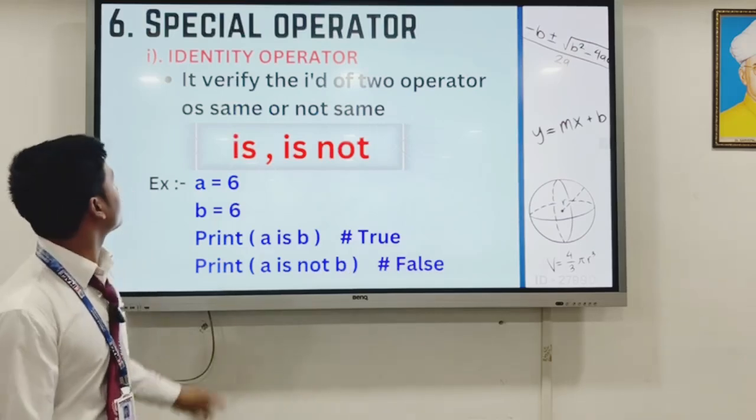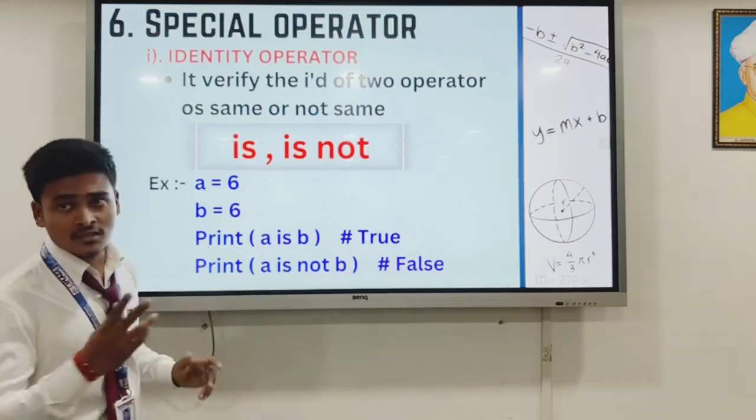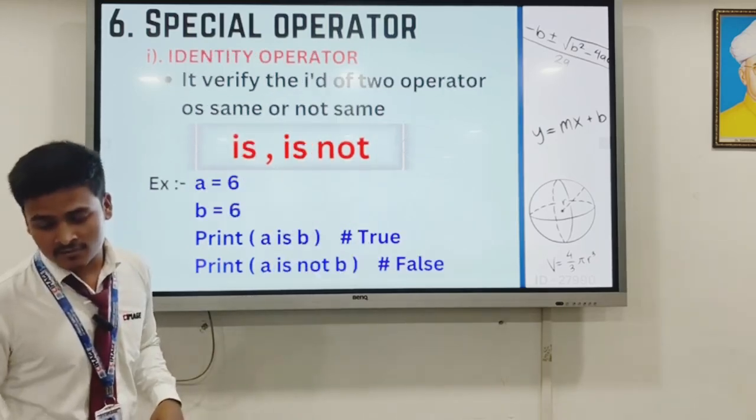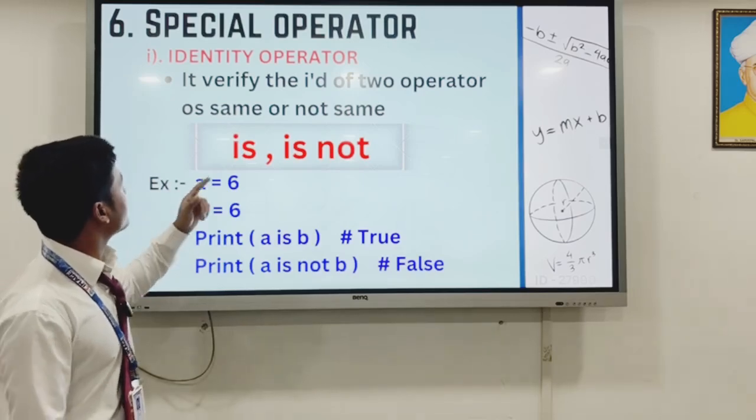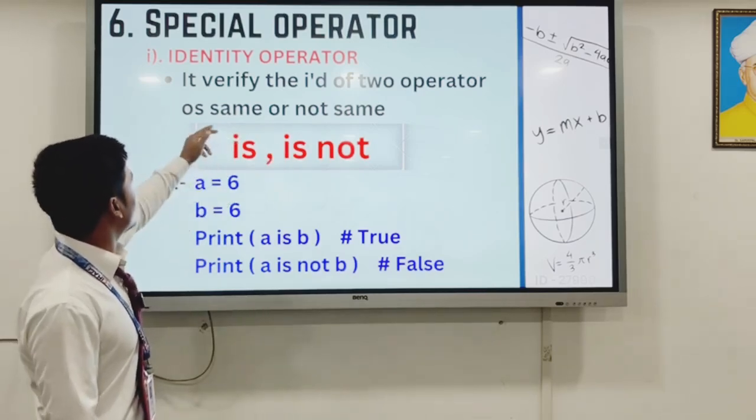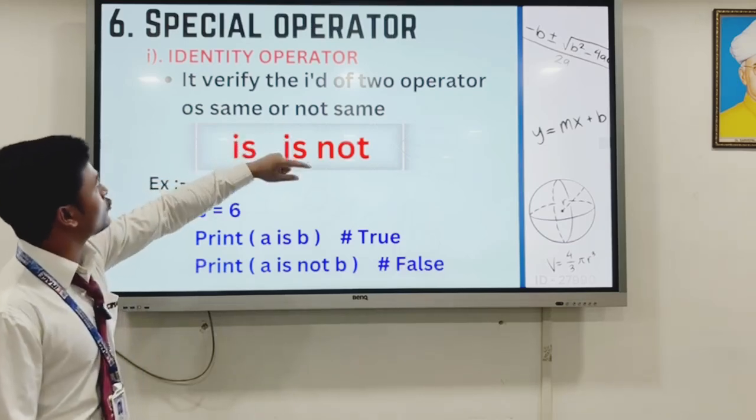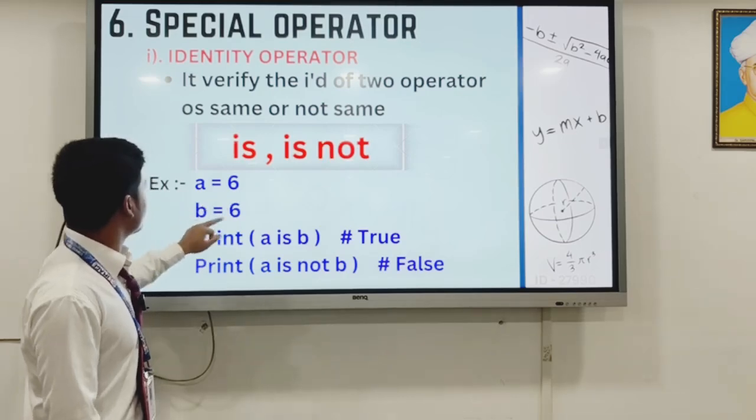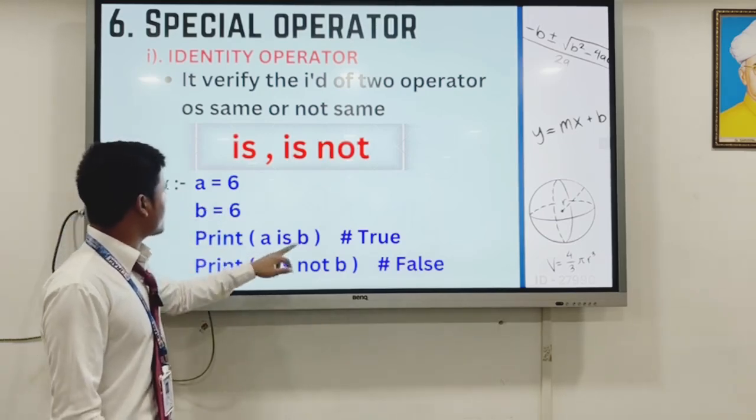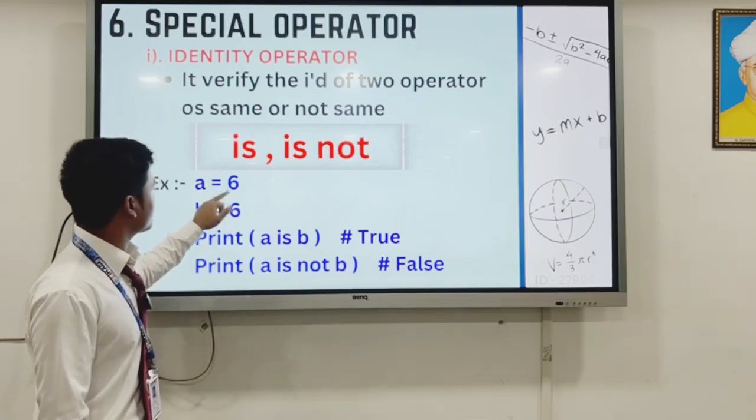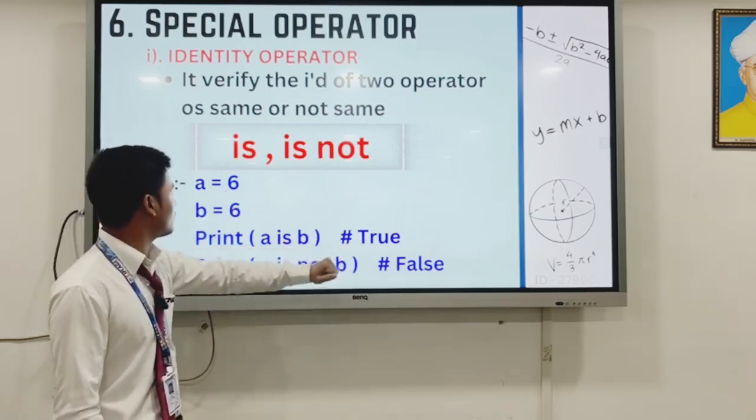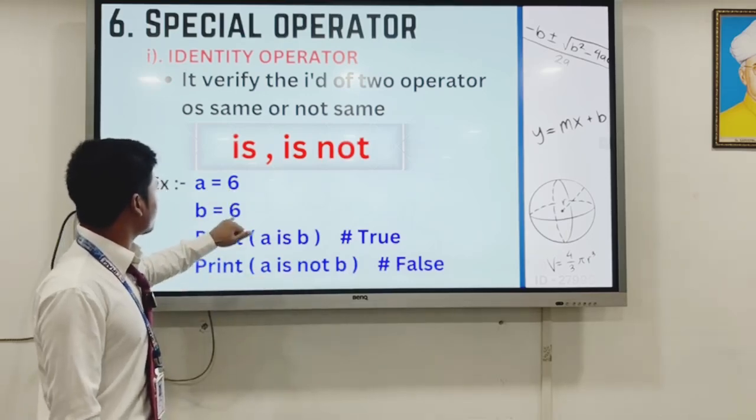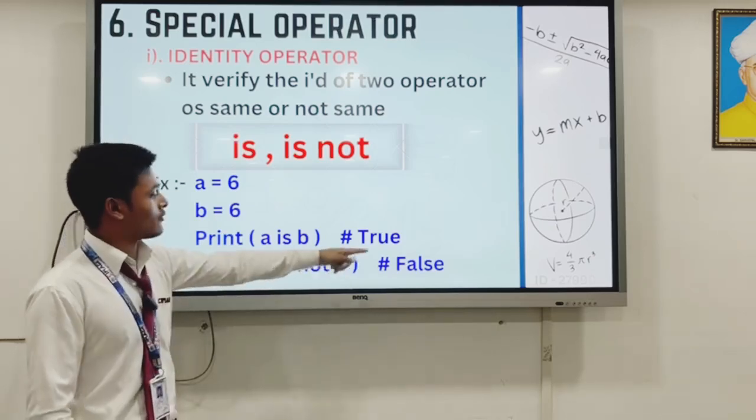A special operator contains two types of operator: identity operator and membership operator. First is identity operator. It verifies whether the ID of two operands is the same or not. Suppose that A is equal to 6 and B is equal to 6. Print A is B. Yes, both 6 are same, so our output becomes true. And if we print A is not B, because both are same, A is not B, so our output becomes false.